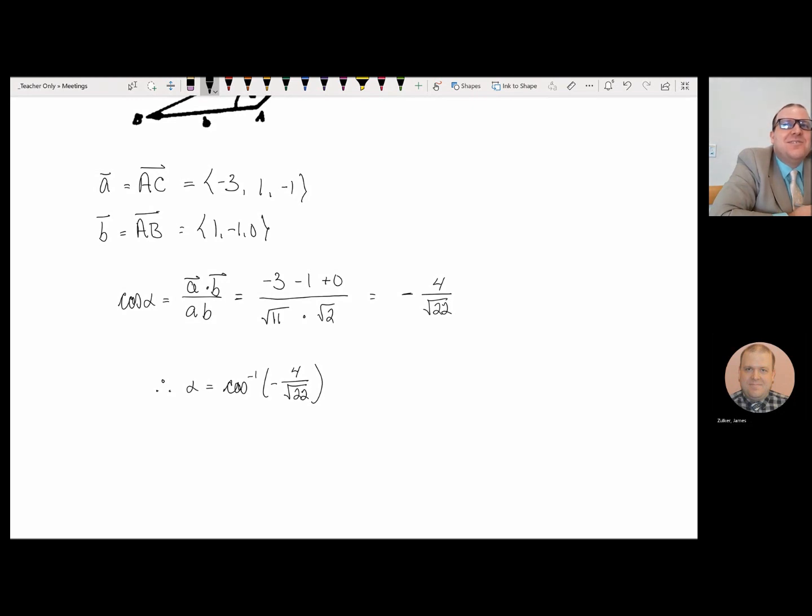The answer is obvious. Wasn't a fair question. That can't be simplified. So it's the inverse cosine of -4 over root 22. Just leave it in that form. And remember, you do not approximate unless you're told to.